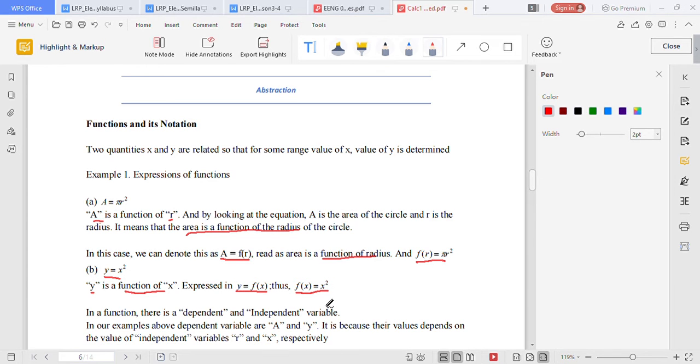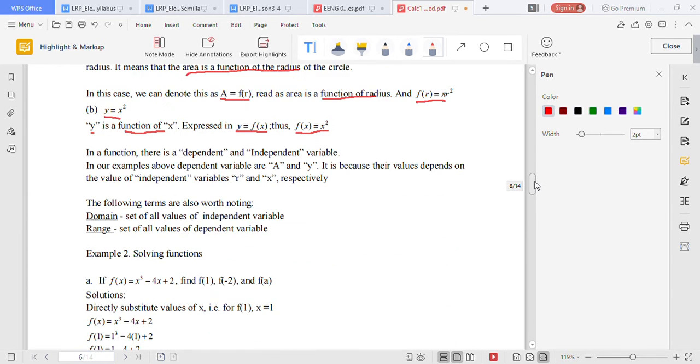In a function, there is what we call the dependent and independent variable. In our examples above, the dependent variables are A and y, the area and y. Why? Because their values depend on the value of the independent variables r and x. So the value of y will depend on the value of x.